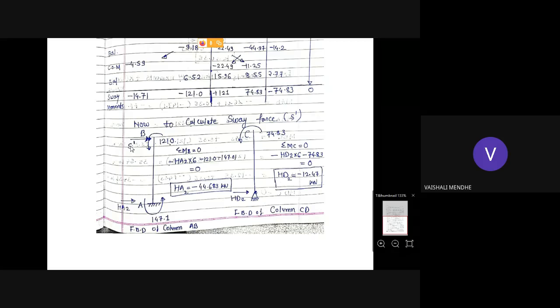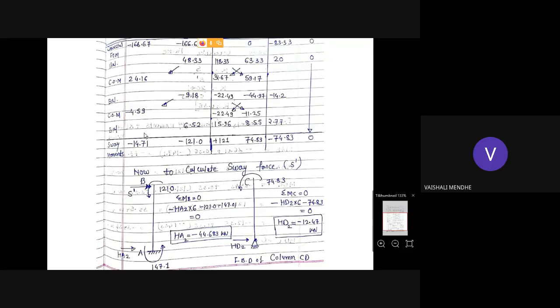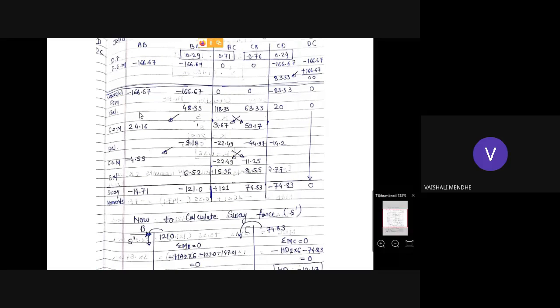Okay, so here the free body diagram that I have shown has the reaction HA2 and the moment on AB. How much moment came on AB? Is it 14.71 or how much? Check once. How much moment on AB? I think it is 147.